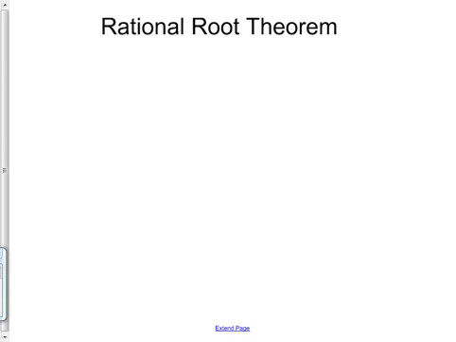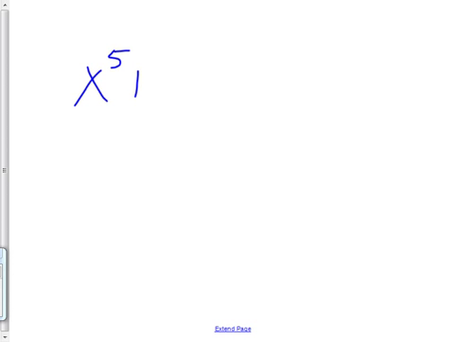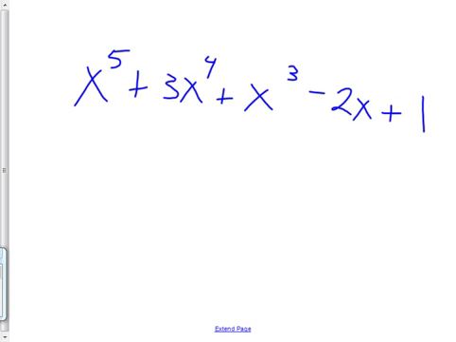Rational root theorem. Factors of the constant over factors of the coefficient. Ew, spelled that terribly. C-O-E. The factors of the constant over the factors of the coefficient. You use that on a problem like this. Let's say you had x to the fifth plus 3x to the fourth plus x to the third minus 2x plus 1. I purposely skipped the x squared.